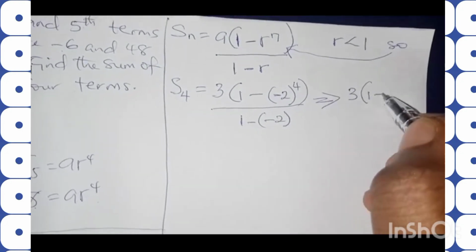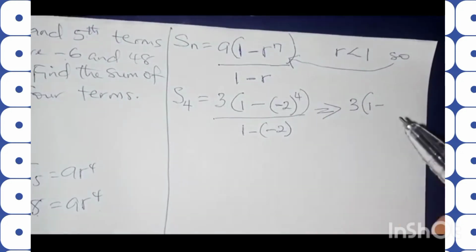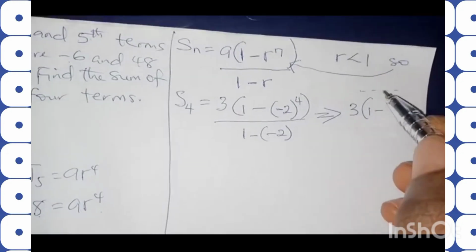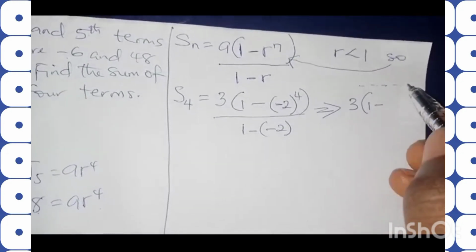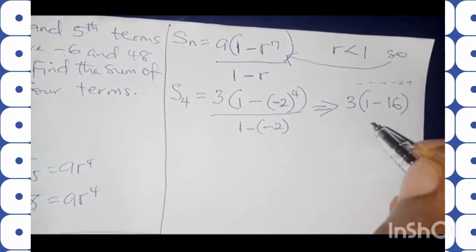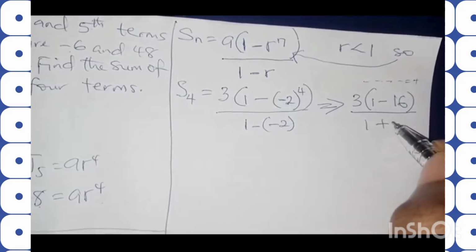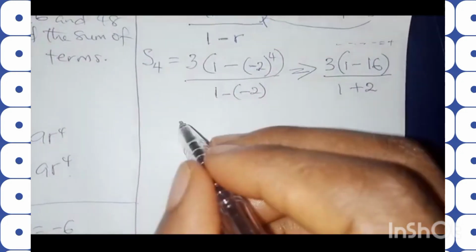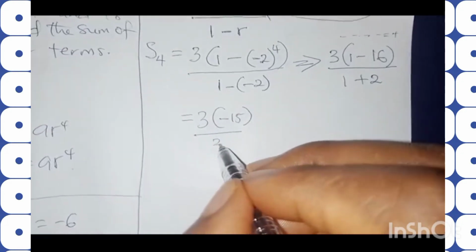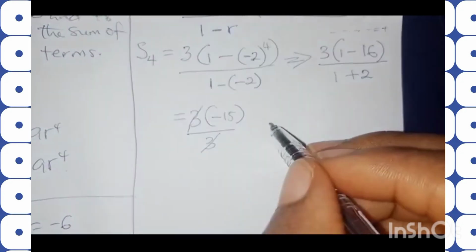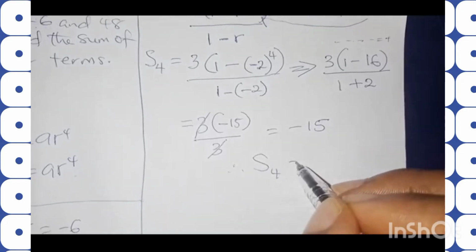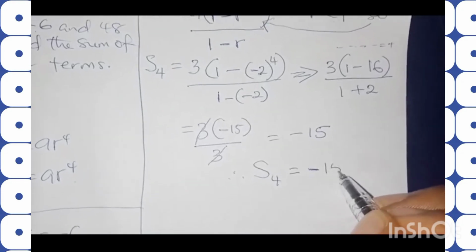Now 3 open bracket 1 minus minus 2 to the power of 4. That will give us a positive 16. I'm just trying to expatiate so you understand: minus times minus is plus, plus times minus is minus, and minus times minus is plus. So I'm just trying to make it more clear. So 3 open bracket 1 minus 16, which is minus 15, over 3, the 3 cancels, and then we have minus 15. So therefore, the sum of the first 4 terms is minus 15.